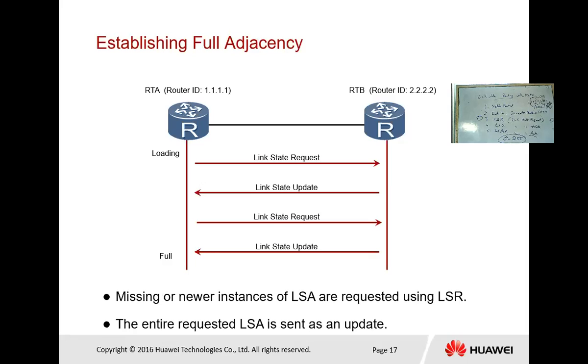Next we have establishing full adjacency. During and after the database exchange process, each router has a list of those LSAs for which the neighbor has a more up-to-date instance. The link state request packet is used to request the pieces of the neighbor's database that are more up-to-date. Multiple link state request packets may need to be used.